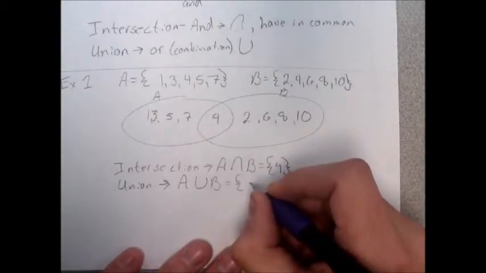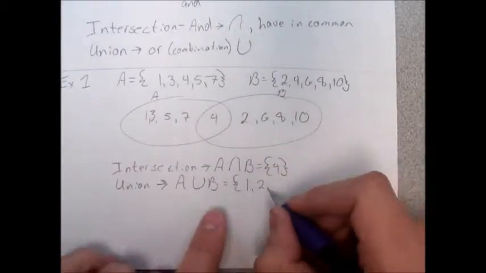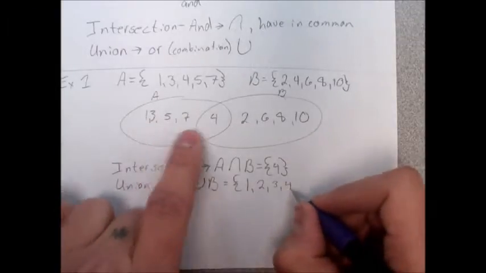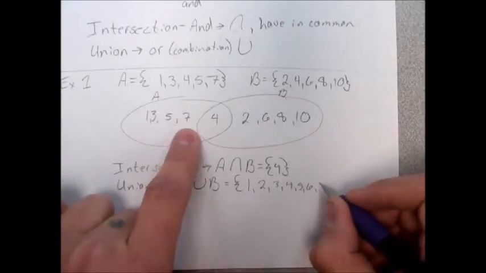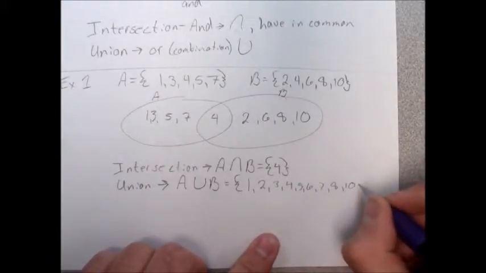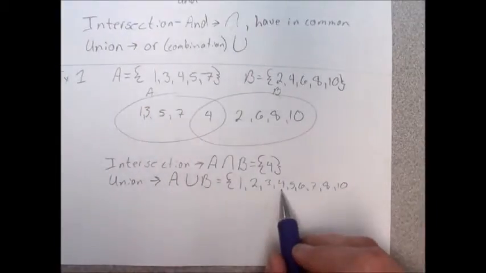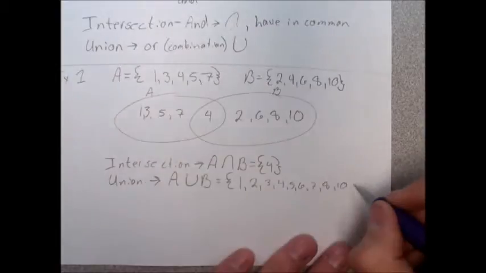So it'll go 1, 2, I'm just pulling all of the numbers, 1, 2, 3, we have 4, we have 5, we have 6, we have 7, we have 8, and then we have 10. Because it's everything, it's the combination, it's all of them in either or.